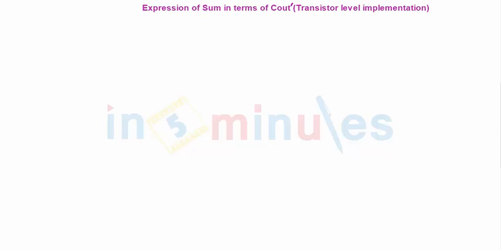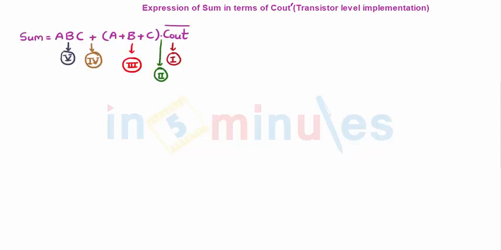The agenda of this clip is to draw a transistor level diagram, or implement the schematic at the transistor level, for the expression of sum in terms of Cout bar. Okay, let's get started here. In the previous clip, we have already derived this expression where sum is equal to ABC plus (A plus B plus C), the whole bracket, into Cout bar. Now we want to implement this at the transistor level.